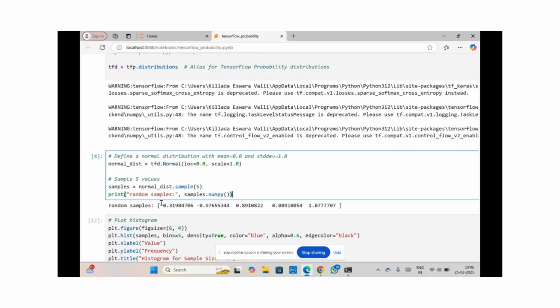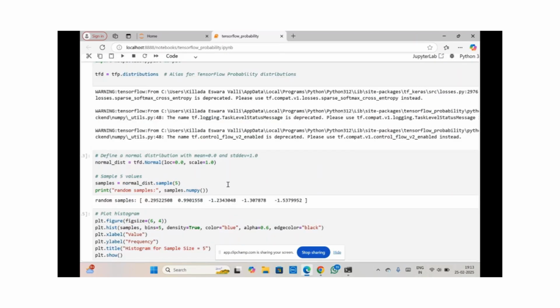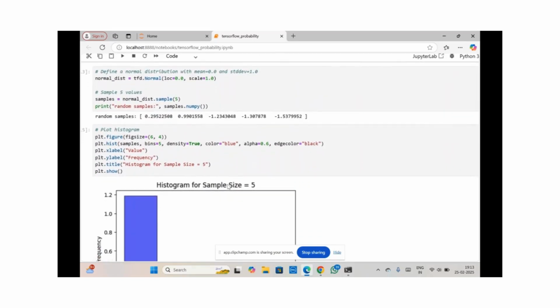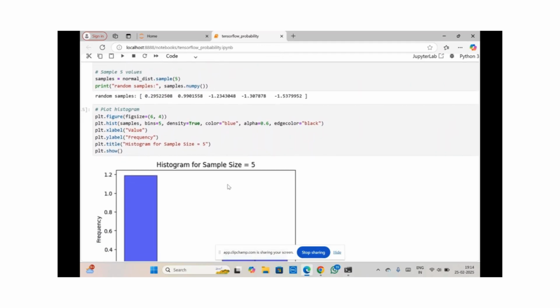And samples equals normal_dist.sample(5), which generates 5 random samples from the normal distribution. samples.numpy() converts the TensorFlow tensor to a numpy array for easy reading. The output will be different every time you run the code since sampling is random. This means the distribution follows a bell curve centered at 0 with values spread according to the standard deviation of 1. The second code represents a histogram with 5 bars, each representing one of the sample values.